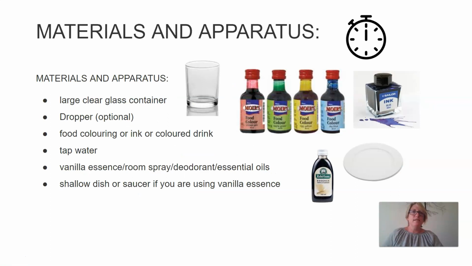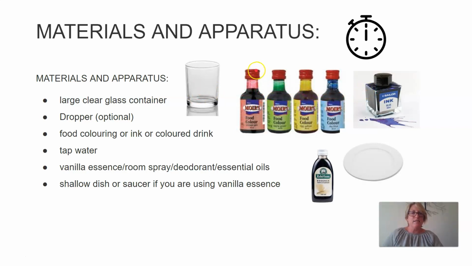So materials and apparatus. We need to check that you have everything ready. You're going to need a glass container, a cup, or anything. It doesn't have to be glass, anything that's transparent and not really opaque. You need to be able to see through it clearly. Then you need some type of food coloring or dye.